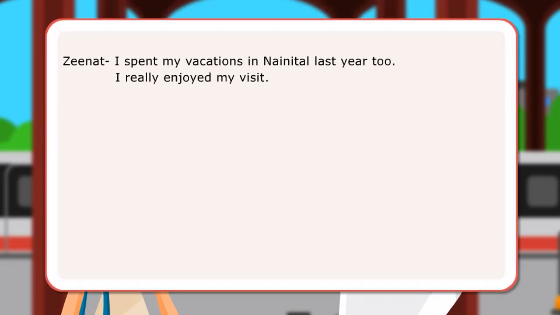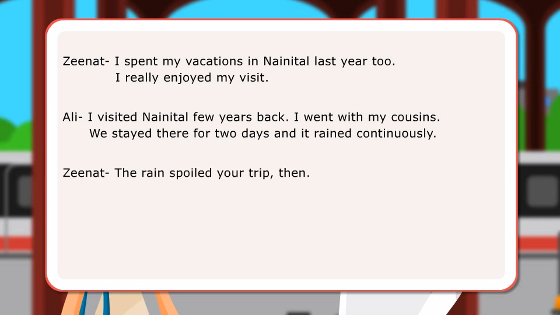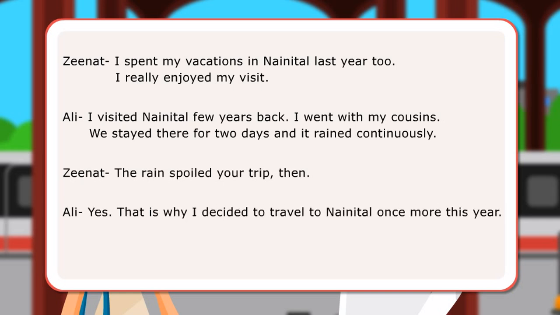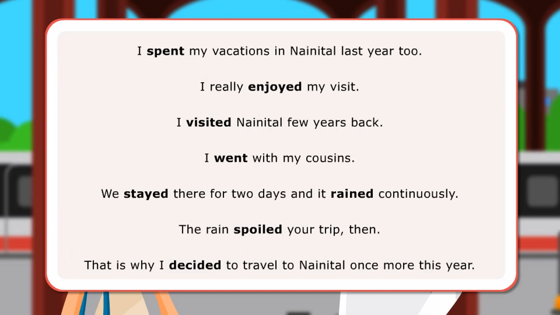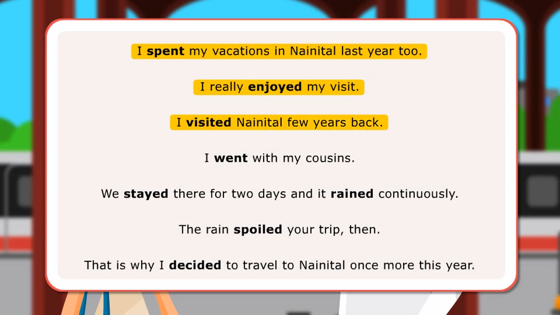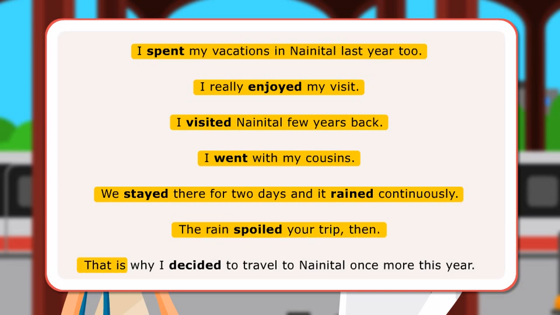In the dialogues, the girl and the boy have used verbs that tell us about past time, mostly with specific time information. Here are some examples of sentences with verbs in simple past tense. I spent my vacation in Nainital last year too. I really enjoyed my visit. I visited Nainital few years back. I went with my cousins. We stayed there for 2 days and it rained continuously. The rain spoiled your trip then. That is why I decided to travel to Nainital once more this year.